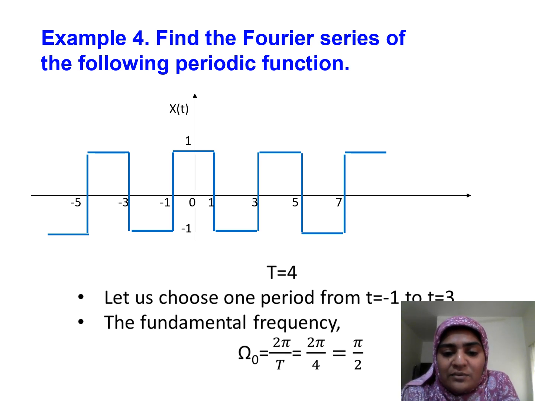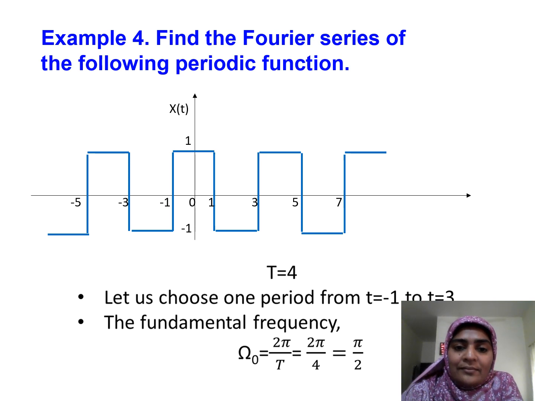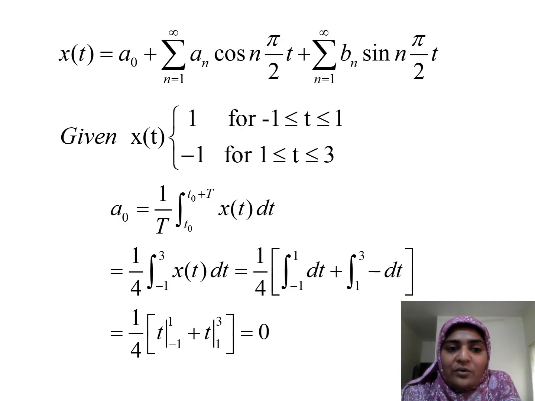Now what is the fundamental frequency? That is omega 0 equal to 2 pi by T. So 2 pi by 4, that is equal to pi by 2. So our aim is to find out x of t. And we are defining x of t equal to 1 for minus 1 to 1 and minus 1 for 1 to 3. So we can split the integration. We have selected the period from minus 1 to 3, so we are splitting it into 2: minus 1 to 1 and 1 to 3. The value is 1 for the interval minus 1 to 1 and minus 1 for the interval 1 to 3.